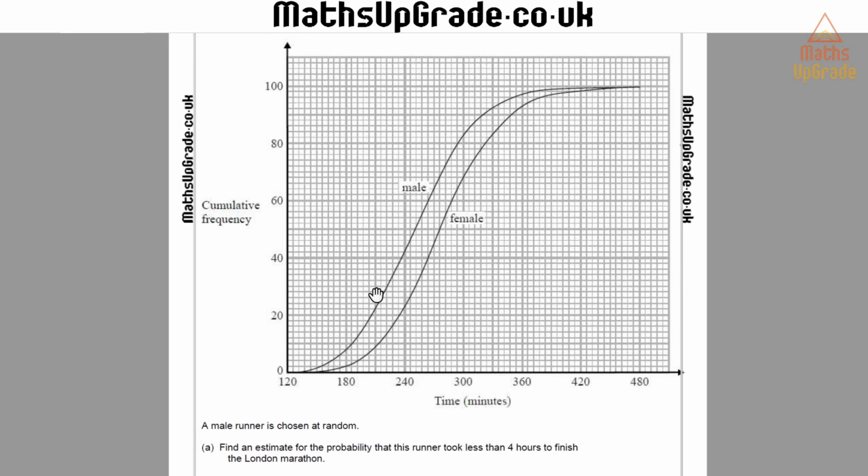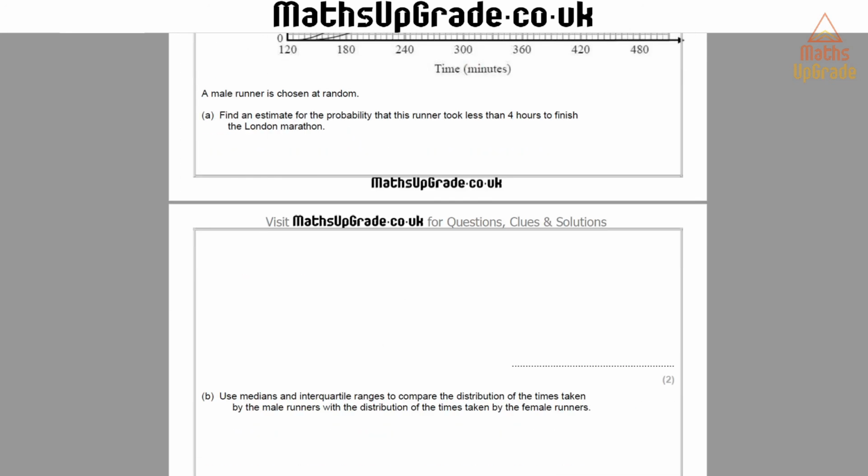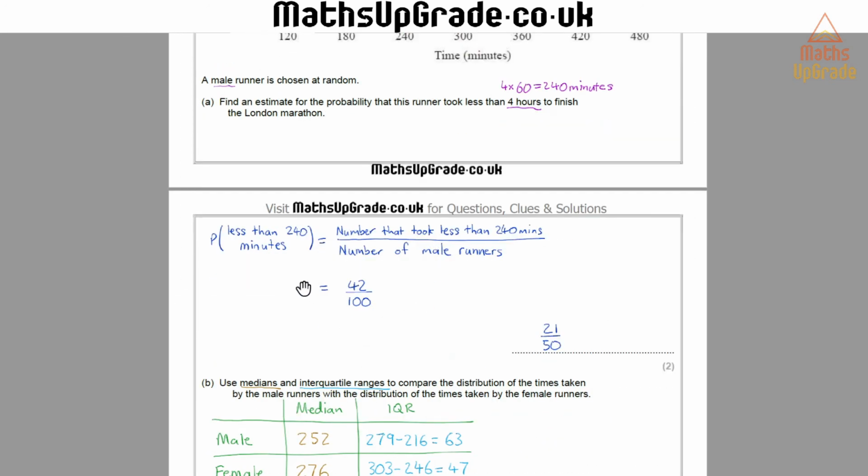So male runners is this curve here. And 4 hours would be 240 minutes. So if we go up from 240 minutes, read off the value, and I get 42. So 42 people, these male people, out of 100 took less than 4 hours. So the fraction, that's 42 over 100. And so we want to cancel that down, I just get 21 over 50. So the probability of choosing a male runner that took less than 4 hours is 21 over 50.